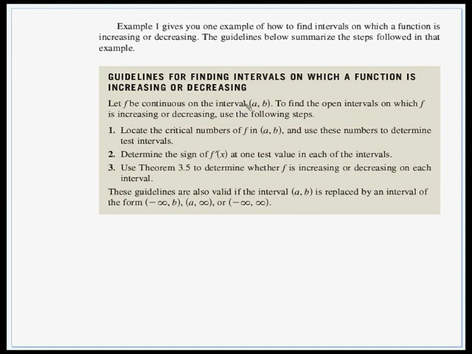So f is a continuous function on some interval from a to b. To find the open intervals on which f is increasing or decreasing, we use the following steps. First, locate those critical numbers. Use these numbers to determine the test intervals. Those critical numbers will chop our interval up into pieces. Determine the sign of the derivative at one test value from each interval. And then we use theorem 3.5 to determine if we are increasing or decreasing on each of those intervals. These guidelines are valid if the interval from a to b is replaced by an interval from negative infinity to positive infinity, and some critical numbers in between.